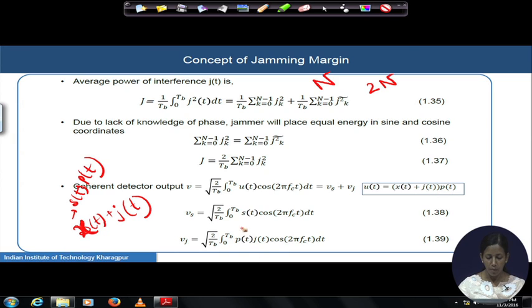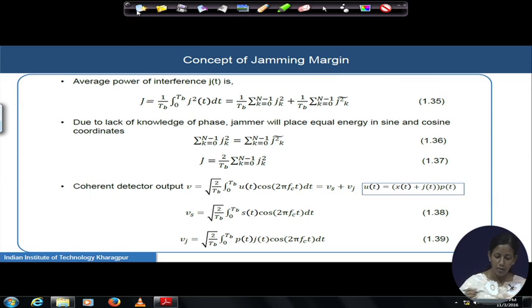And so at the output of the detector, we will always see two different components: one is the contribution from the signal, and one is the contribution from the jamming part. The signal part will be given by s(t) into cos 2 pi f_c t, because p squared(t) is equal to 1, and the jamming part has the p(t) associated with it.